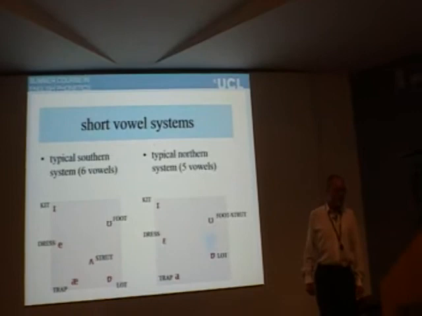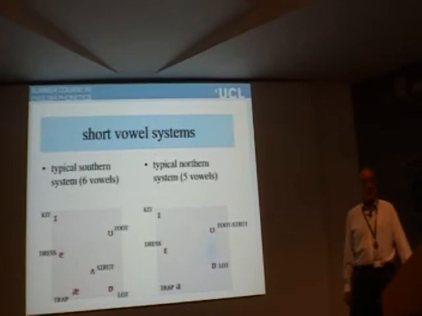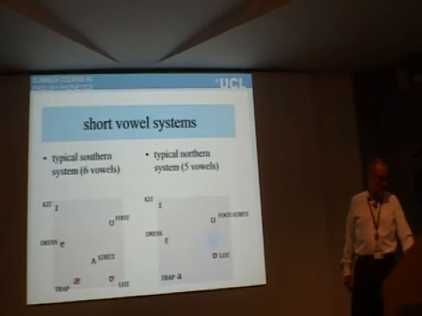This is why we get the problems of hypercorrection, because to go from a smaller system to a bigger system is always problematic.